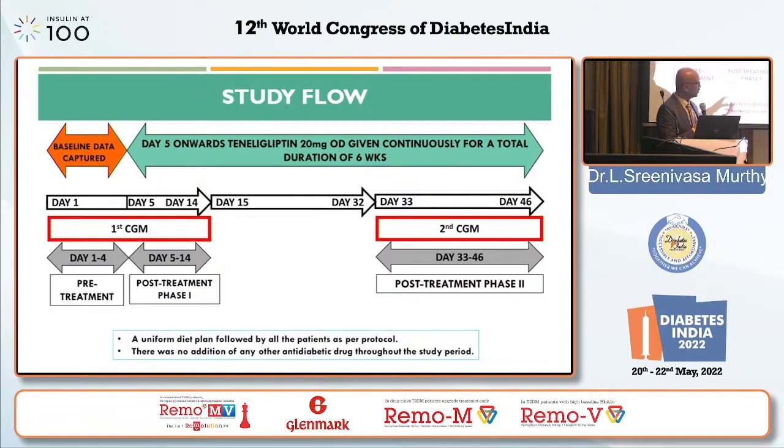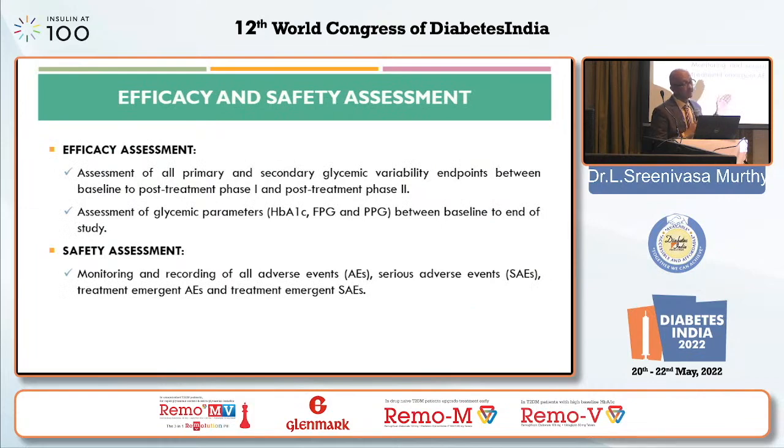So, of course, for all the patients a uniform diet plan was applied like in any other clinical trial, and there was no addition of any other anti-diabetic drug throughout this period. There was no rescue therapy, so the patients had to be dropped out if they required rescue therapy. That was the study design. So for efficacy, the assessment of all primary and secondary endpoints; for safety, monitoring and recording of all adverse events and SAEs.